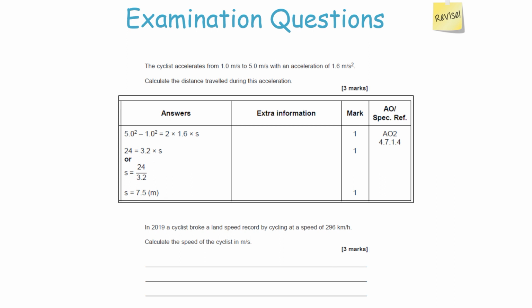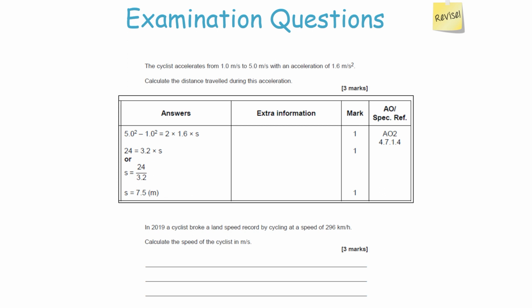5 squared minus 1 squared equals 2 times 1.6 times s. Simplify both sides, so 5 squared minus 1 squared is equal to 24. 2 times 1.6 is equal to 3.2, so 24 equals 3.2 times s, the distance. So s equals 24 divided by 3.2, which is 7.5 metres.